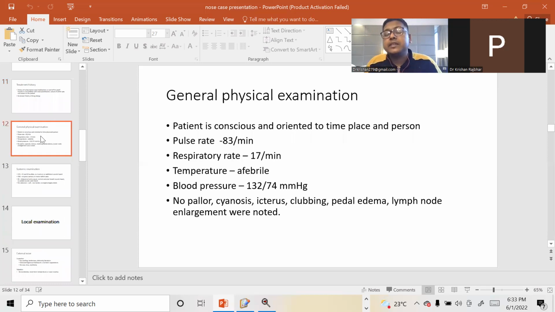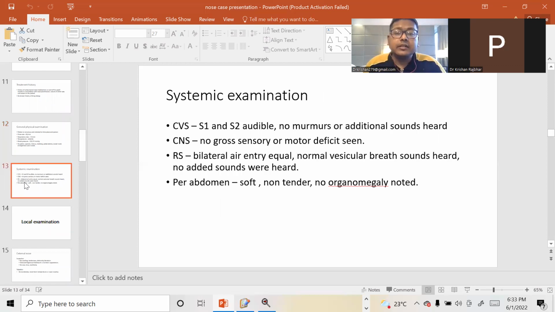So coming to the general physical examination, patient is conscious, oriented to time, place, and person. Pulse rate was 83 per minute, respiratory rate 17 per minute. Temperature afebrile, blood pressure 132 by 74 millimeter of mercury. No pallor, cyanosis, icterus, clubbing, pedal edema, lymph node enlargement was noted. Coming to the systemic examination, CVS: S1, S2 audible, no murmurs or additional sounds heard. CNS: no gross sensory or motor deficit. Respiratory system: bilateral air entry equal, normal vesicular breath sounds heard, no added sounds. Per abdomen: soft, non-tender, no organomegaly noted.